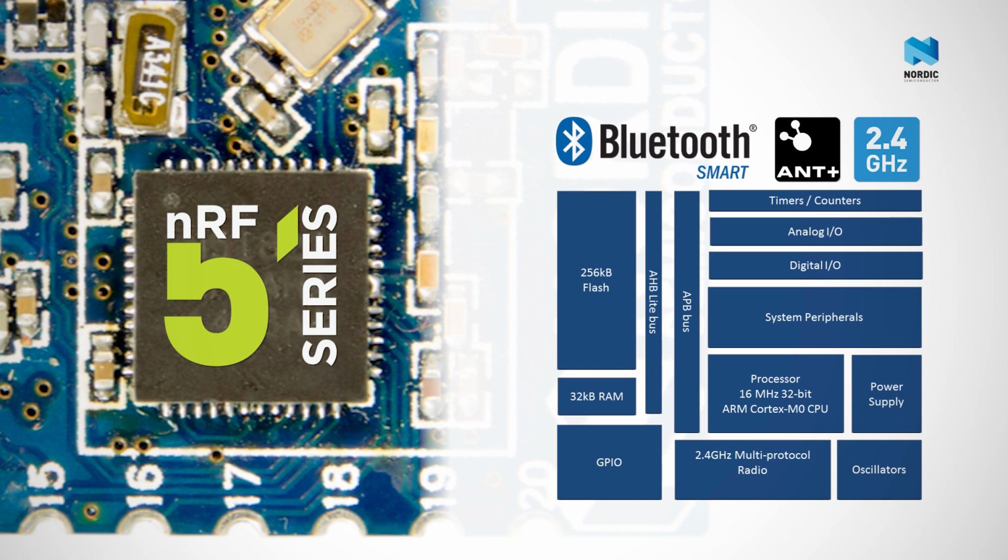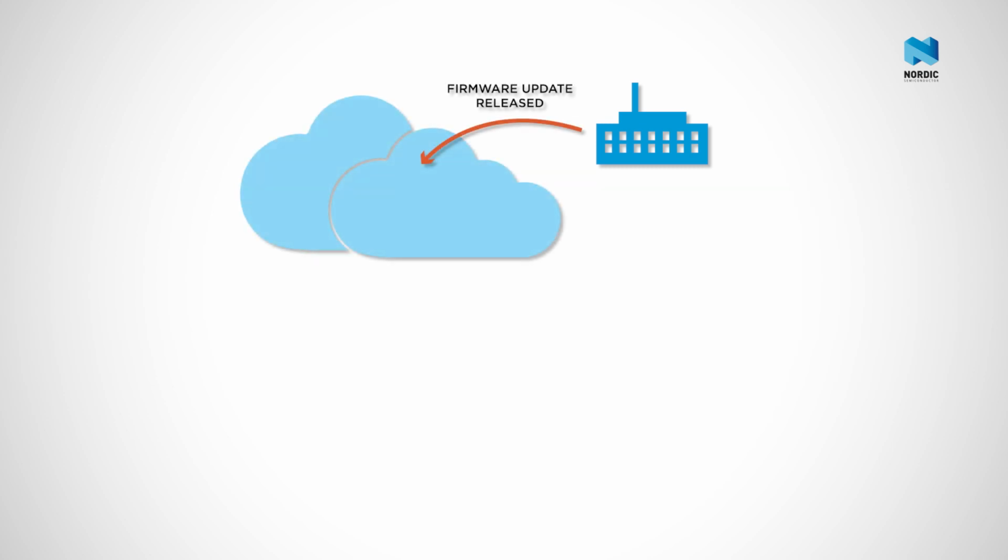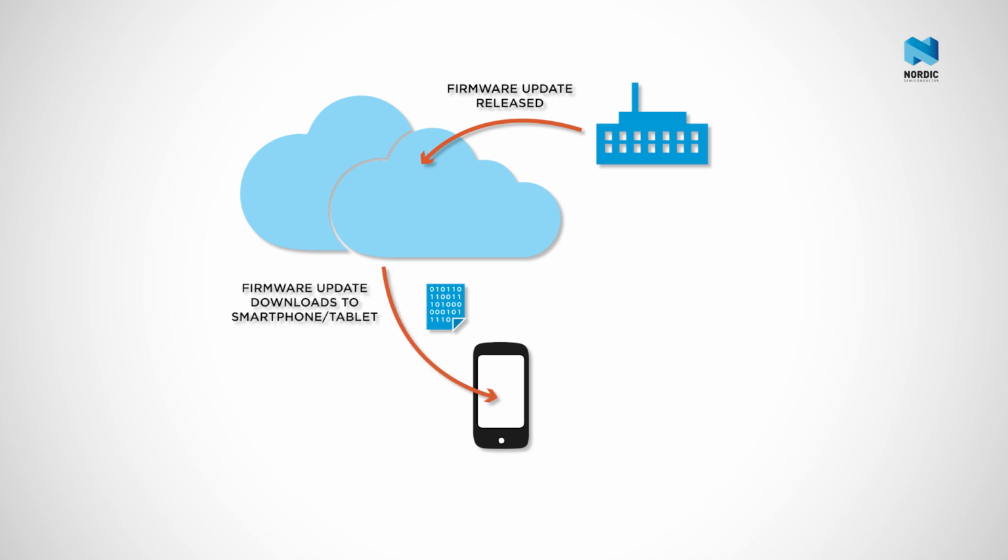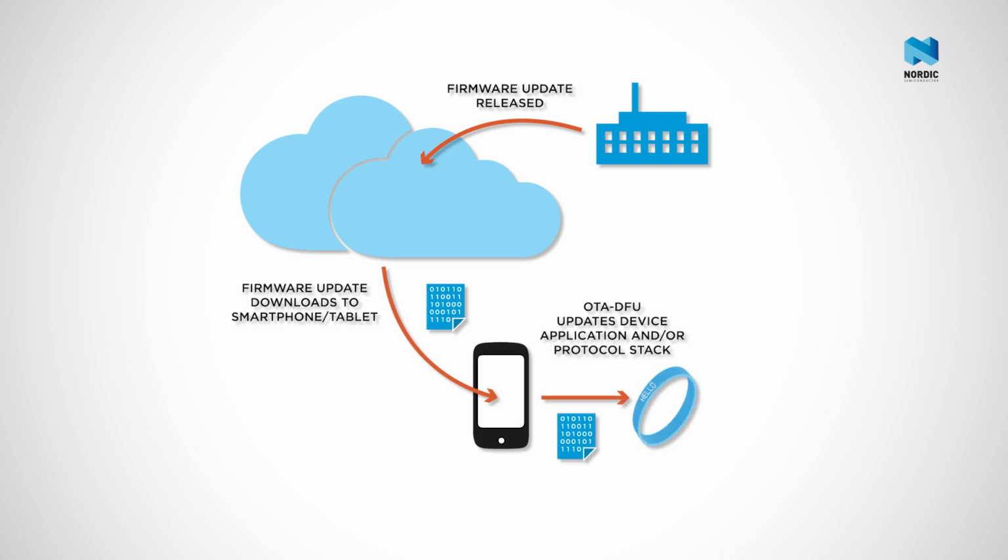This software architecture allows highly useful and innovative features, such as over-the-air device firmware upgrade, or OTA-DFU. OTA-DFU means you can release products to market based on the nRF51 series and release firmware updates to the cloud. These in turn can be programmed via a smartphone, tablet or PC to the nRF51 series device in your product. This feature can be used to fix bugs or to introduce new features in your product.